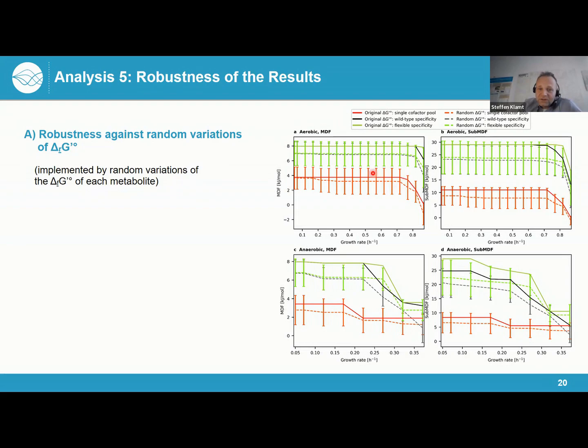And what you can see here is that, of course, we now get variations in the achieved MDF and sub-MDF values. But what you can see is that, again, the Y-type specificity gets close to the theoretical maximum exhibited by the flexible specificity, and the single cofactor specificity really performs worse than the Y-type specificity that can use 2 redox cofactors. The same can be found also here for anaerobic conditions with MDF, and also here with the sub-MDF values we get very similar results.